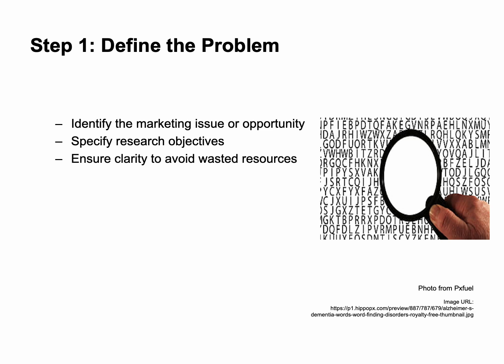The first step in the market research process is defining the problem, a critical foundation for effective research in industries like retail, healthcare, and technology. This slide explores how firms identify marketing issues or opportunities, such as declining sales or new market entry, and specify clear research objectives to guide the study.